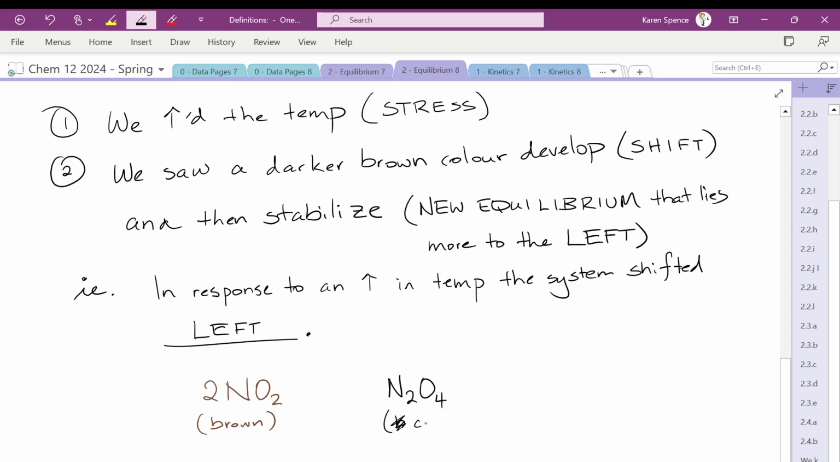I was going to write black. It's colorless. It's hard to write with a colorless pen because it doesn't write very well.